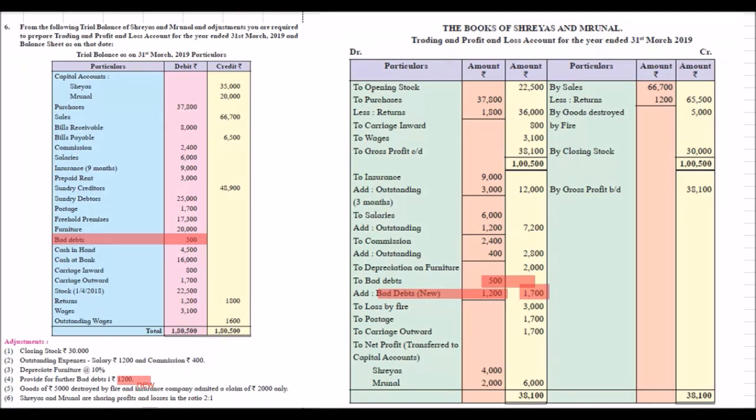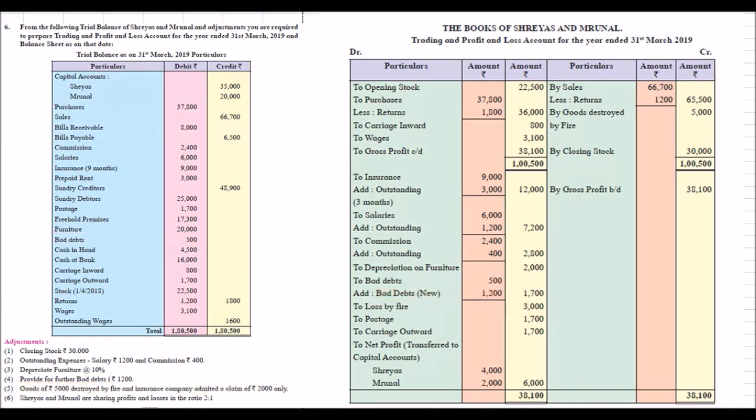Now the loss by fire. There was a fire that destroyed goods worth 5,000 rupees, but the insurance company paid 2,000 rupees, so 3,000 rupees was the loss for the business. That amount we take directly as an expense in the P&L account, that is 3,000 rupees.